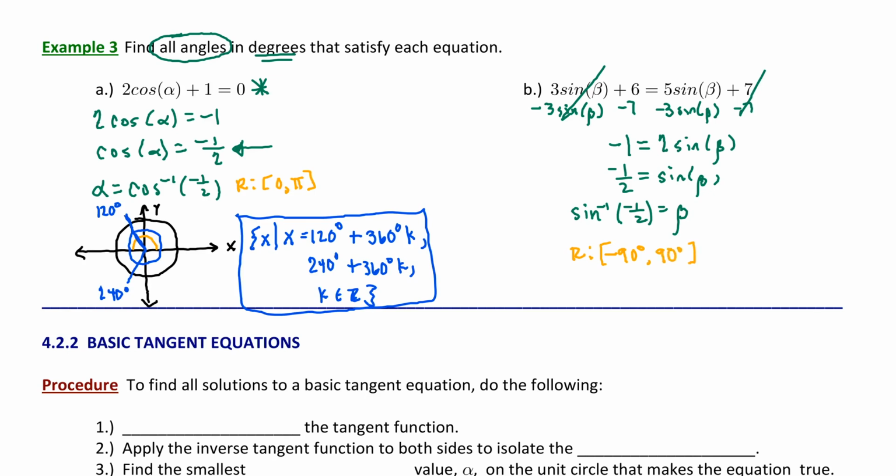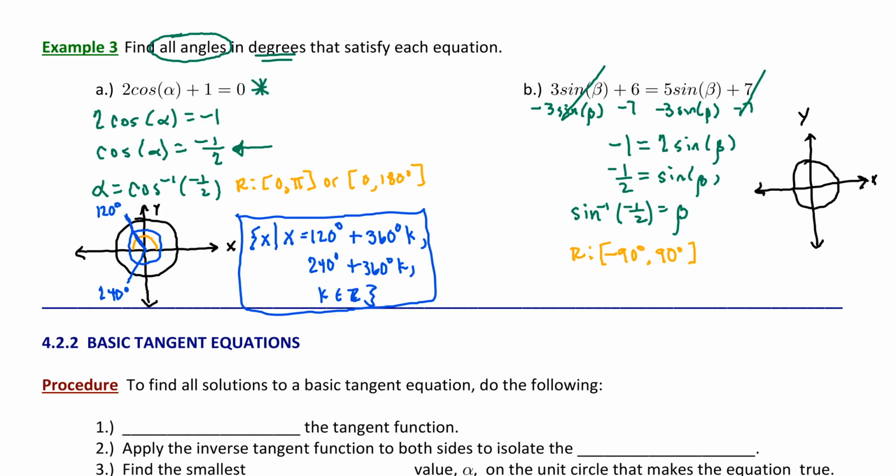Probably should have done that over here too. Let's just make a note. When you're thinking in degrees, that's 0 to 180. Okay, we are looking for an angle on the unit circle, either in quadrant 4 or quadrant 1, that is from negative 90 to 90, whose sine value is negative 1/2.